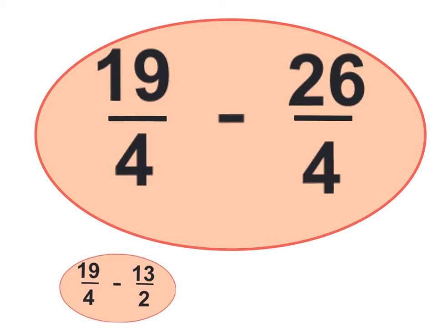To do that, you are basically multiplying 2 times 2 to make 4. So now whatever you multiply the bottom by, again, you multiply the top. 13 times 2 gives you 26. And now we're ready to roll.